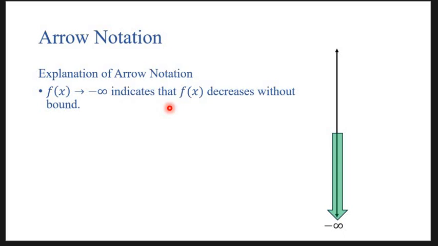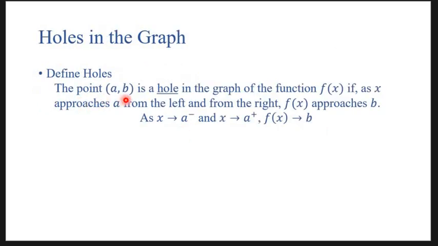All right, so this is arrow notation, and we're going to use arrow notation now to define holes in the graph of a rational function. The point (a, b) is a hole in the graph of the function f of x if, as x approaches a from the left and from the right, f of x approaches b. So that's written as x approaches a from the left and as x approaches a from the right, f of x approaches b.